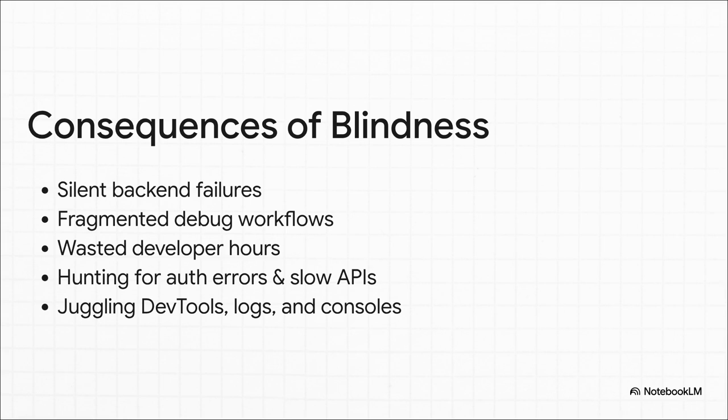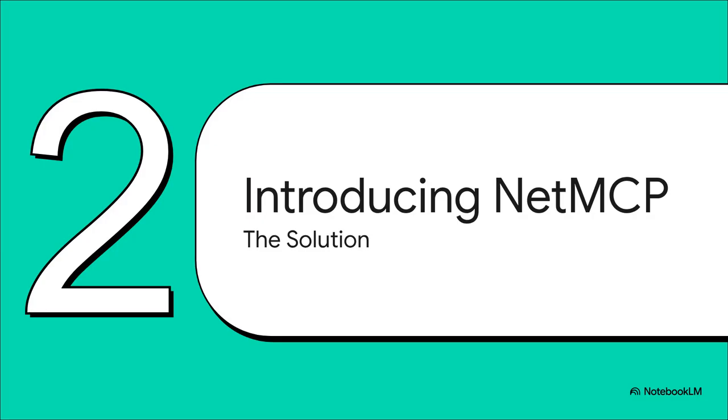You're juggling browser dev tools, server logs, and three different consoles, just trying to piece together a story the AI should be able to see all on its own. It's a complete mess. But what if we could change that? What if we could just give that AI assistant a pair of glasses? Give it eyes to finally see the network. Well, that is exactly where NetMCP comes in. And trust me, this changes everything.